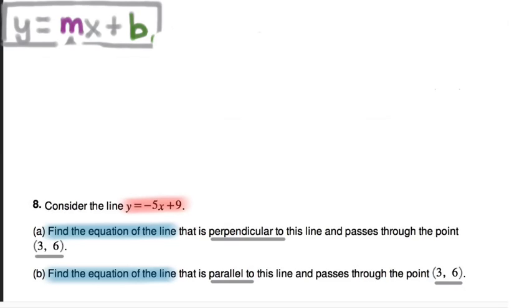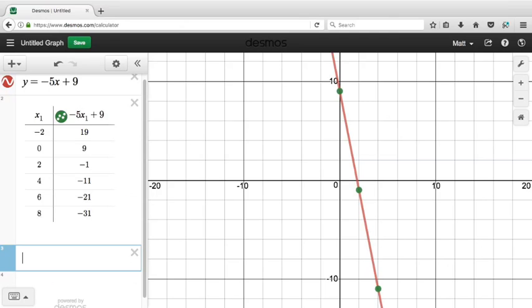So I always like to sketch graphs along the way because I think pictures speak 1,000 words or whatever. So here on this graph is the line y equals negative 5x plus 9, the one that's given to us in the problem. It's this one here. By the way, where does the number 9 show up on this graph? Where do I read the number 9 off of the graph itself? Where do I find it?